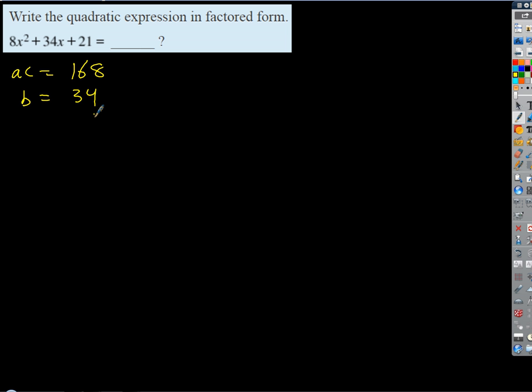Let's make a factor tree. 28 and 6. Is this 28 and 6? I was thinking it was something like that. Okay, all right, so we got 28 and 6.